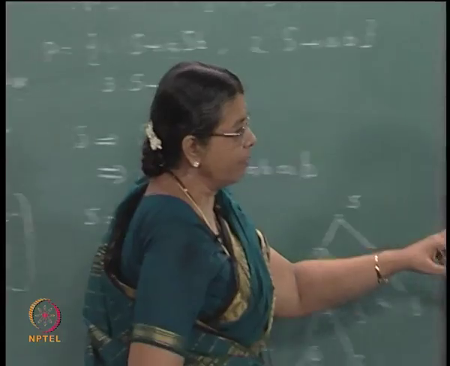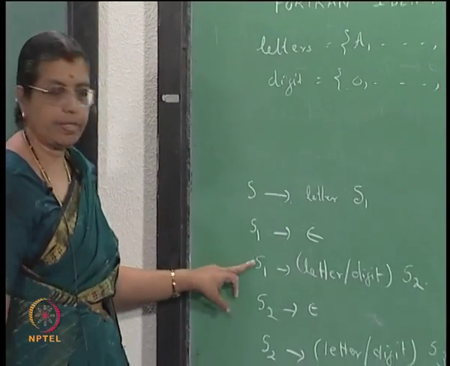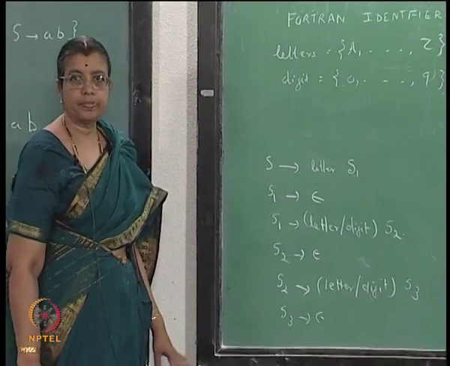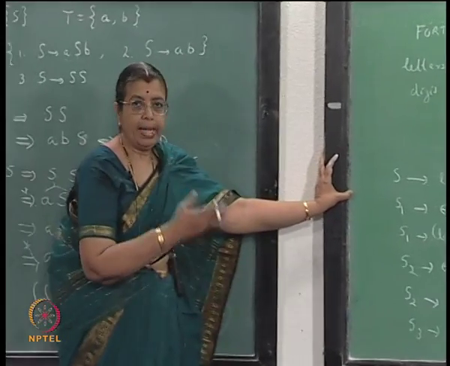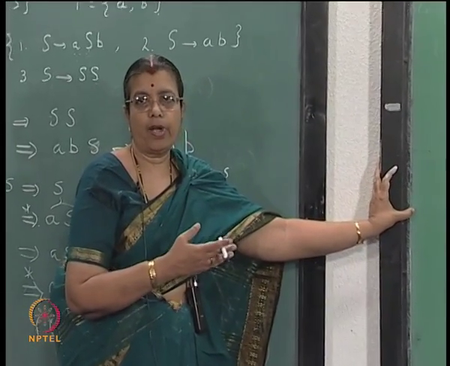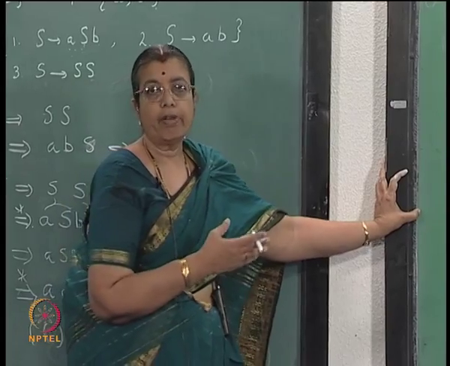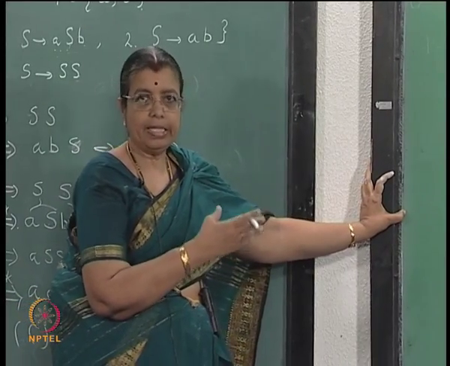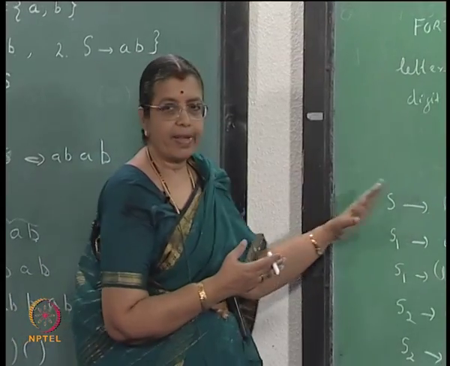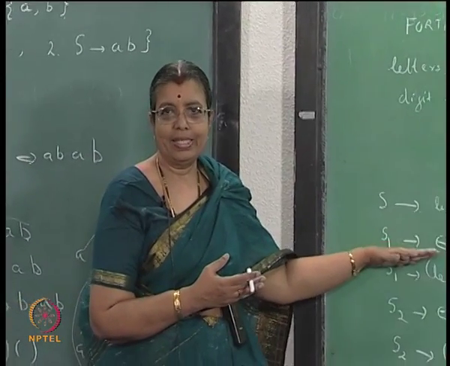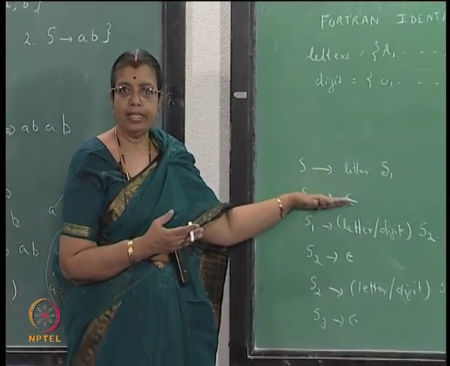Actually, this represents 26 rules, this represents 36 rules, you must remember that. So, you can have a grammar which will generate all Fortran identifiers. You can express it as a regular expression, this we shall learn in due course. And what type of a grammar is this? Look at this and tell me what type of a grammar is this.